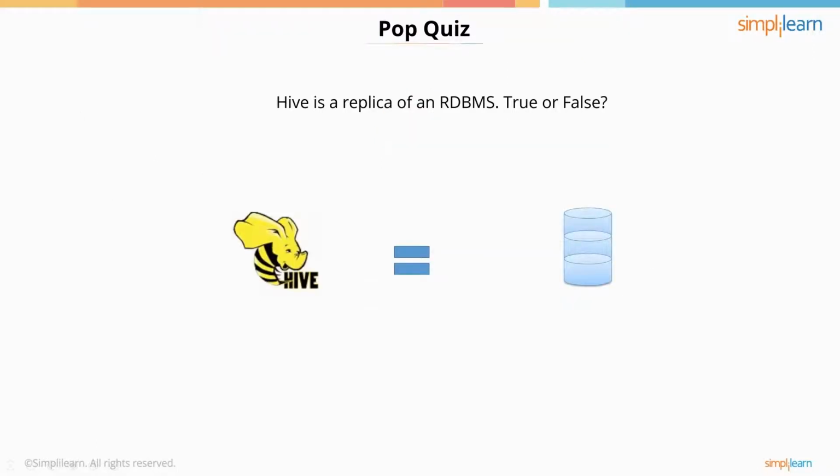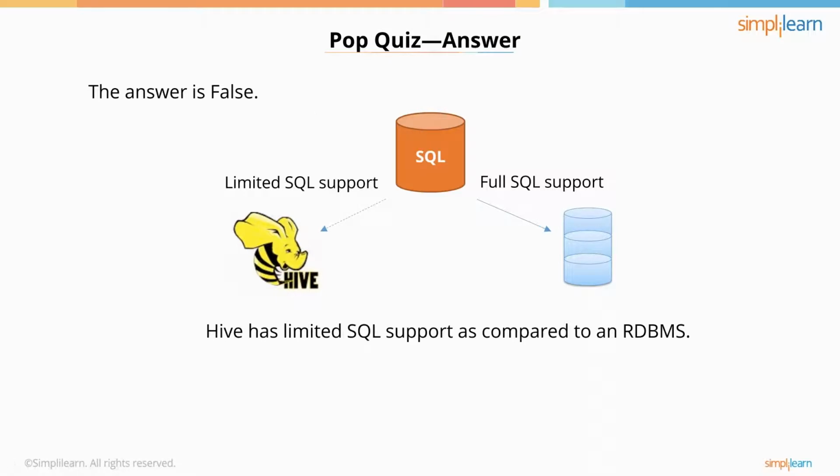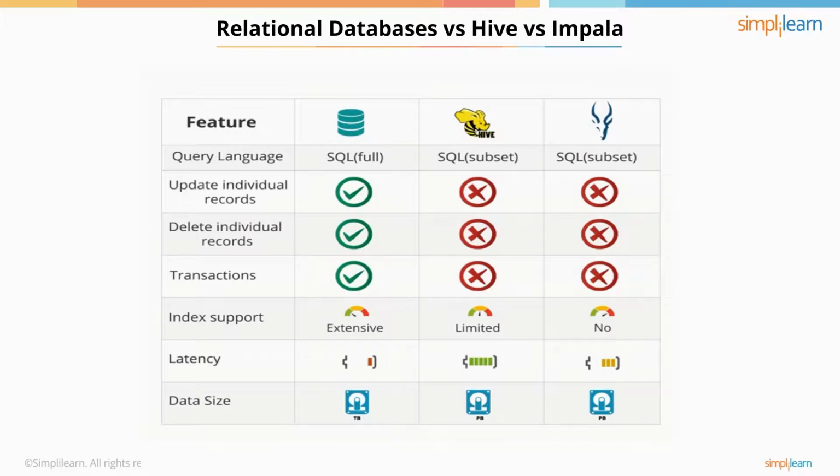So, is Hive really like a replica of an RDBMS? And the answer is no, it is not. While Hive does support more SQL features than Impala, it is still quite limited compared to an RDBMS. With a traditional database, at least most of them, you expect full ANSI SQL support. So let's look deeper into the differences and the similarities of Impala, Hive, and the traditional RDBMS.